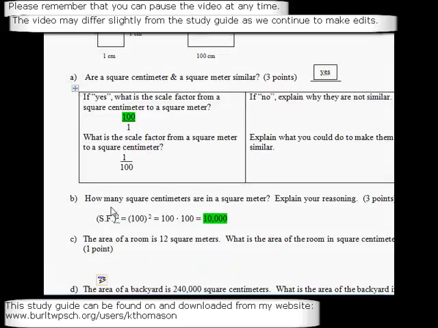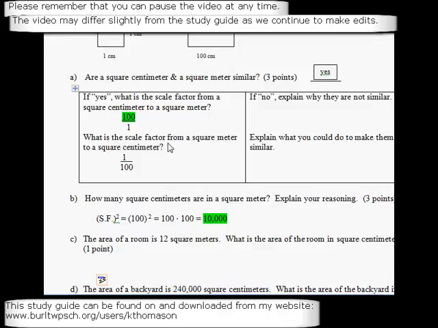Alright, the last problem dealt with copies. This one says if the area of the room is 12 square meters, what is the area of the room in square centimeters? Now here we were just dealing with 1 square centimeter or 1 square meter, but now we're talking about something different than the number 1, so we're going to have to tackle this a little bit differently.